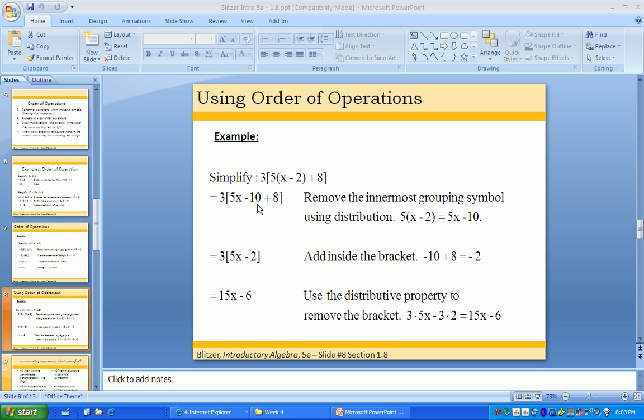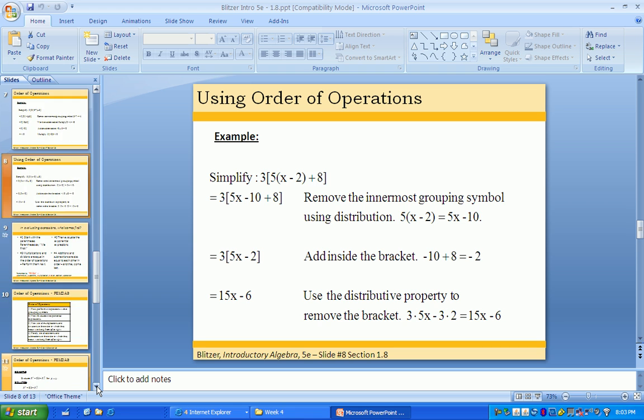Next, we have to work inside the bracket and clean that up. The only things we can combine here are the minus 10 plus 8, and we know that equals negative 2. So now we have 3 times 5x minus 2. And now we have to use the distributive property to remove the bracket. 3 times 5x is 15x. 3 times negative 2 is equal to negative 6. And that's how we work on a little more complex examples.